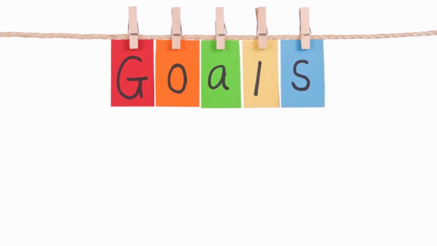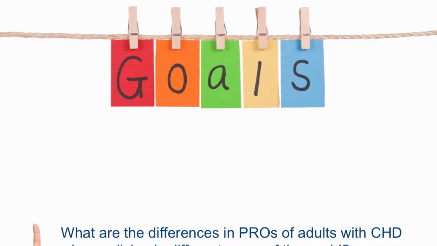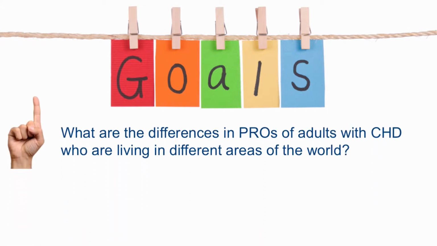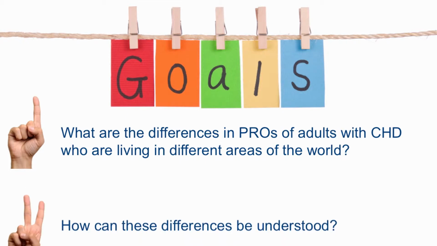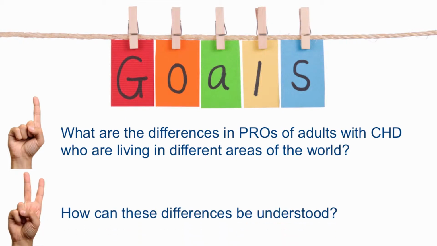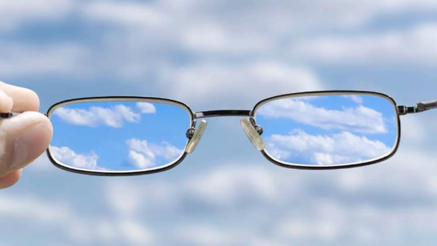Therefore, the goals of APPROACH-IS were first, to investigate what are the differences in patient-reported outcomes of adults with congenital heart disease who are living in different areas of the world. And second, to see how these differences can be understood. To overcome the limitations of prior studies, we used one uniform methodology in all the participating centers. This means that we all looked through the same glasses.